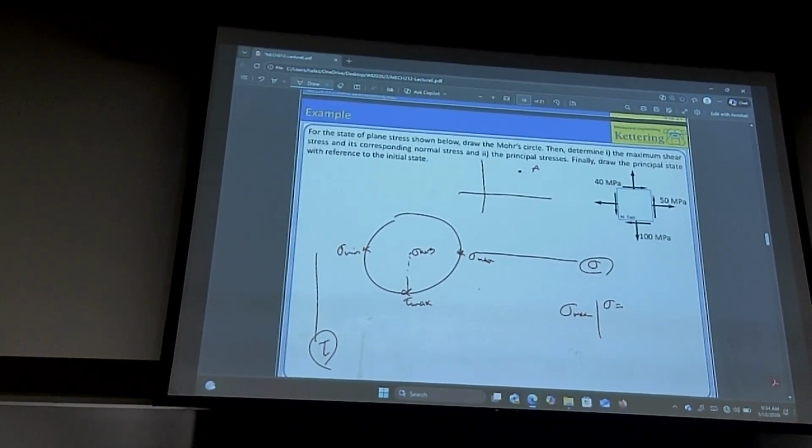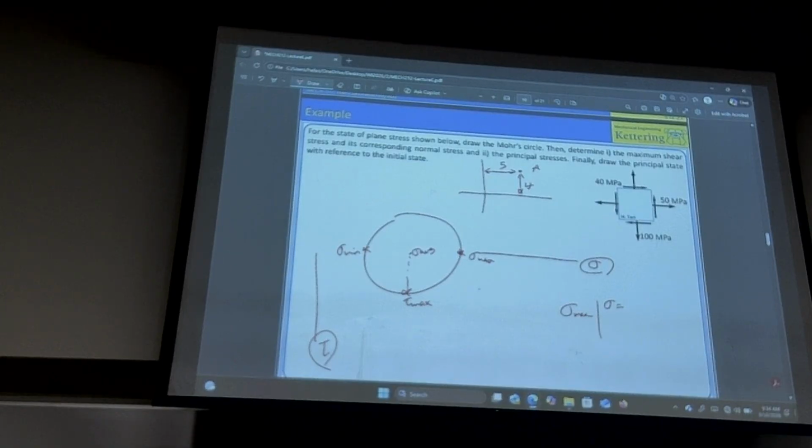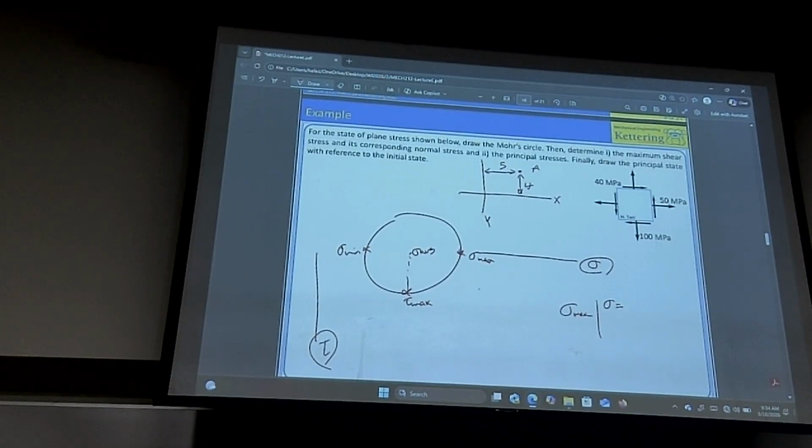This is point A. Suppose this is 5. Suppose this is 4. Josiah, what are the coordinates of point A in this order, X and Y? 5, 4. Suppose this is X and I define Y to be like this, downward is positive. What are the coordinates of A? 5 and 4. Do the same thing. This is sigma, this is tau.